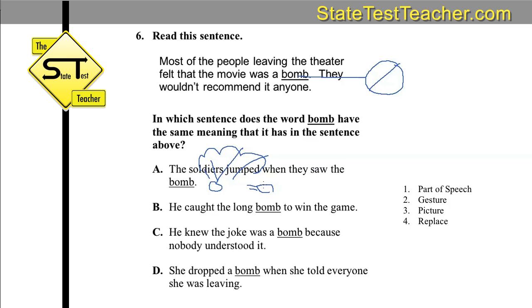C, he knew the joke was a bomb. In this case, not good or disappointed or don't, which is a similar drawing to the sample. And D, she dropped a bomb. I would draw a surprised face. And the two pictures that match the most are C and the example, so that would be my answer.